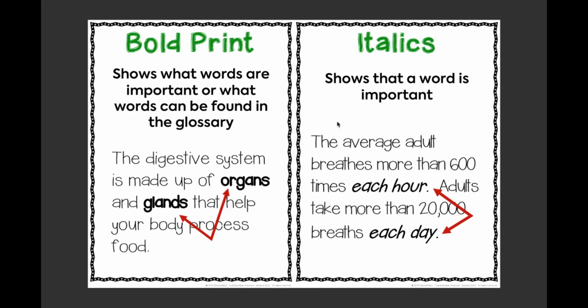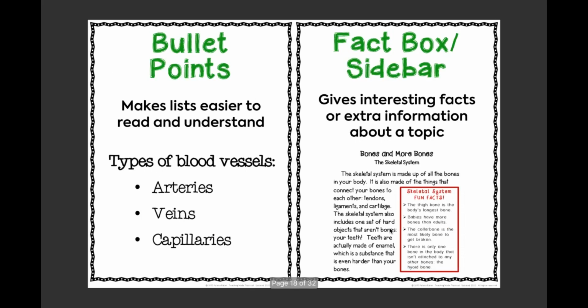For the text, things can be in bold print or they can be in italics. Bold print is shown right here. It's darker. It makes it stand out. Usually the words that are in bold print are found in the glossary. Also, you can have things that are in italics, which means this slanted sort of font, and that just shows that something is important. You can also have bullet points, which makes things a little bit easier.